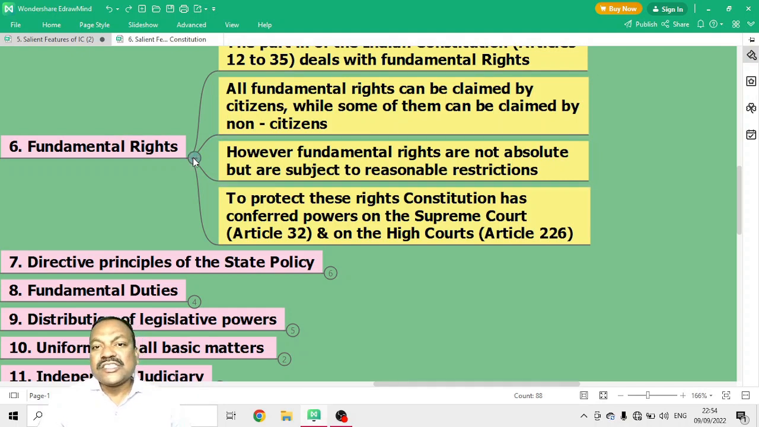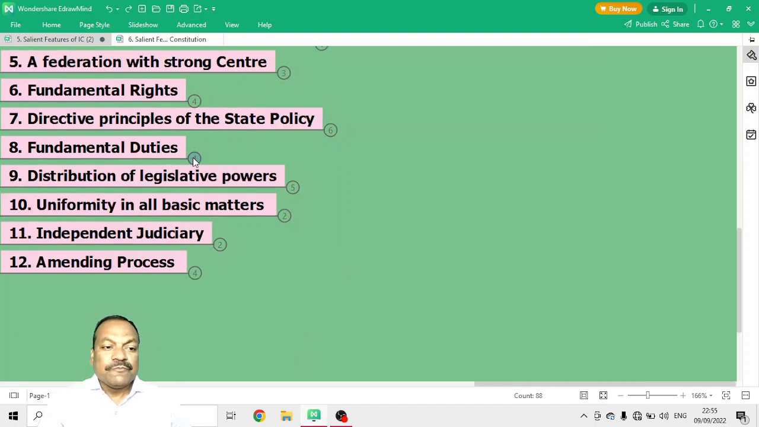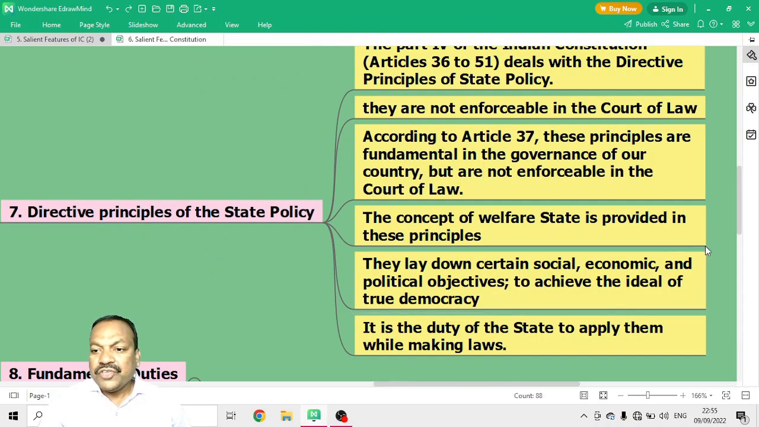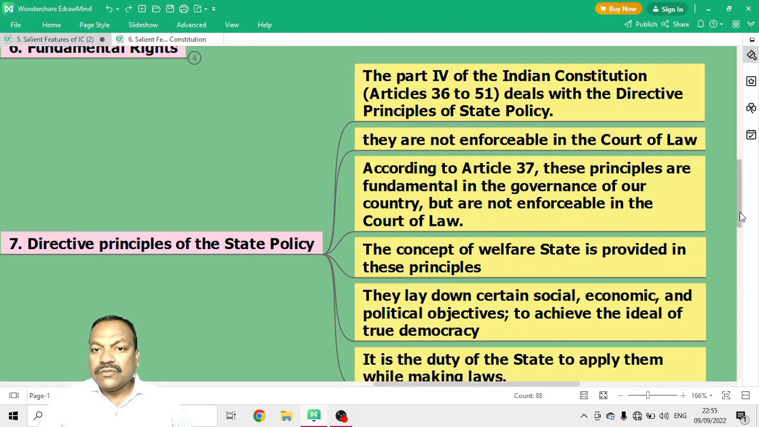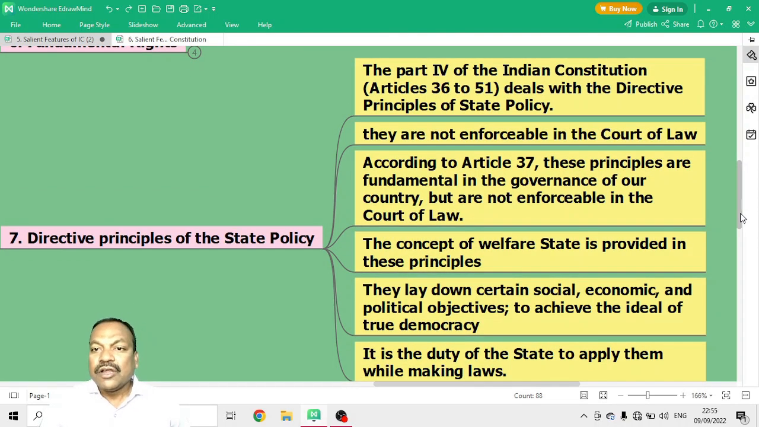So these fundamental rights have been given to all the citizens of India, and some of them can be claimed by non-citizens as well. Now, after this, we have a chapter of Directive Principles of State Policy in our Indian Constitution. Articles 36 to 51 describe this Part 4 of the Indian Constitution, which deals with the Directive Principles of State Policy. They are not enforceable in a court of law. According to Article 37, these principles are fundamental in the governance of our country, but they are not enforceable in any court of law.